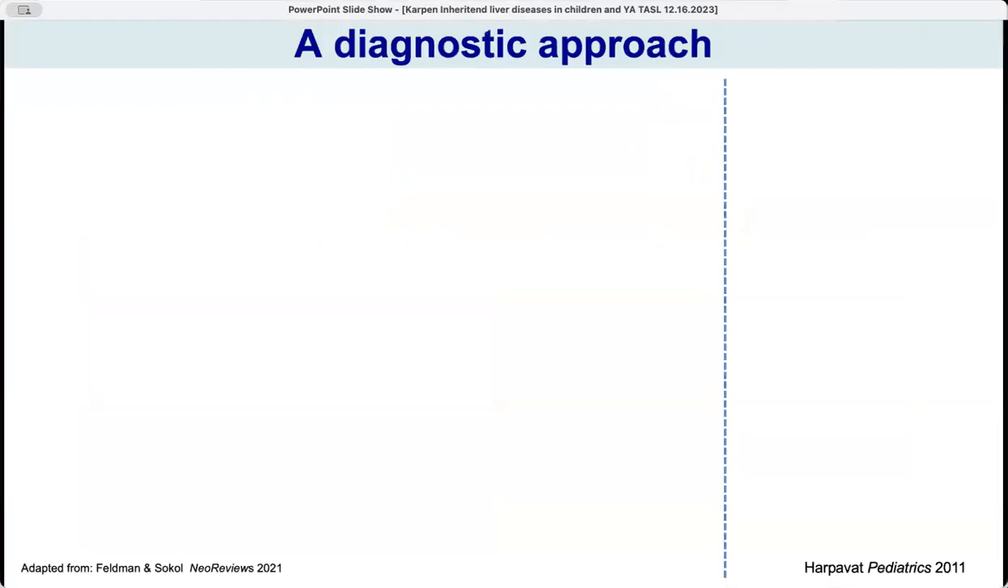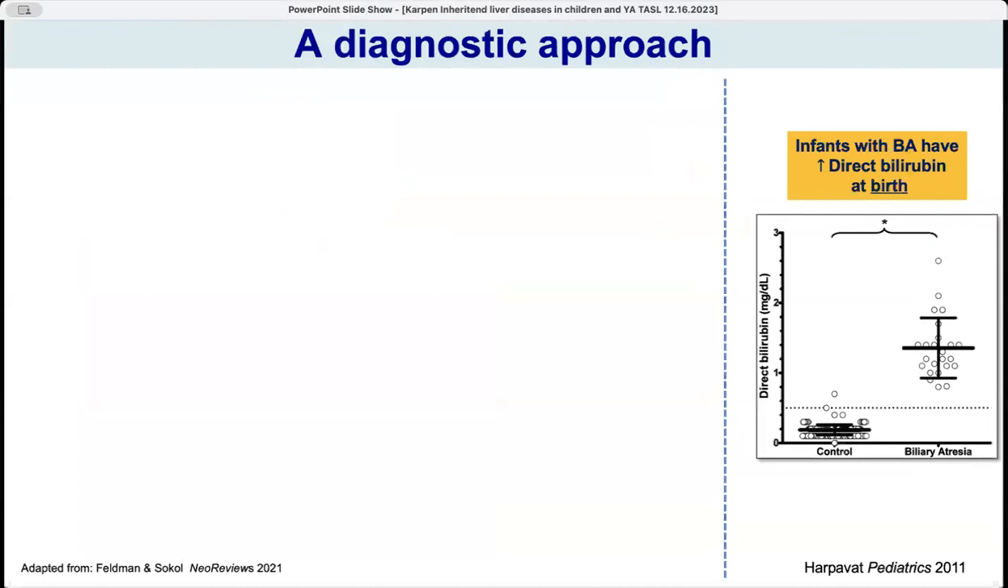So I want to talk about a diagnostic approach. I want to talk about something new, and I want to also talk about what I think is a point for discussion as we adopt our diagnoses in the current era. Number one, I want to talk about the idea of a quite simple blood test called a direct bilirubin or conjugated bilirubin level.